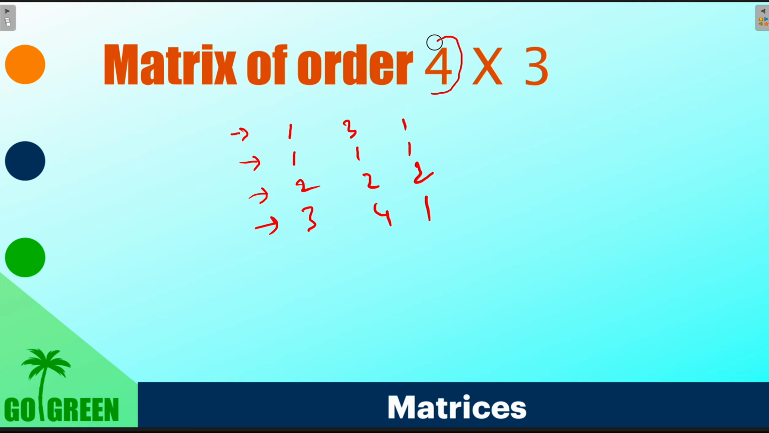Basically this is the number of rows, right? First one, and this is the number of columns, okay. First one is rows, second one is columns. So check: 4 rows, yes, 4 rows are there, and 3 columns, yes, 3 columns you can see. So this is a matrix of order 4 cross 3.